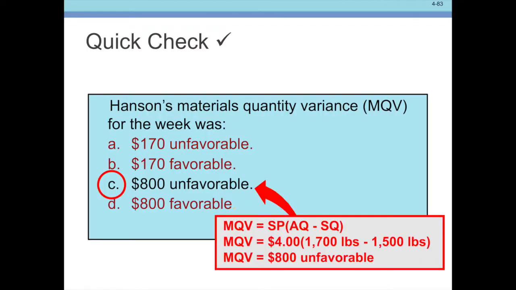And what was the standard price? If you look back at the problem, you'll see that it was $4. So $4 is the standard price. What did we do? We used 200 pounds more than that, which is unfavorable. We spent too much on it. So $4 times the 200 pounds would be $800, and that would be unfavorable because we used more material than we should have. So here the answer clearly should be C, which it is. The standard price, $4, multiplied by the 1,700 pounds actually used minus the 1,500 pounds that should have been used is a variance of $800 for the materials quantity variance in this problem.